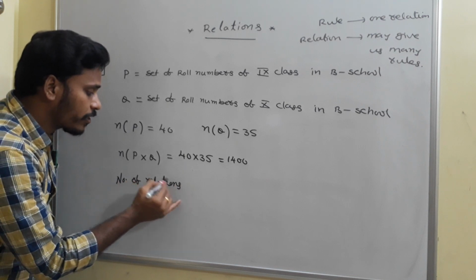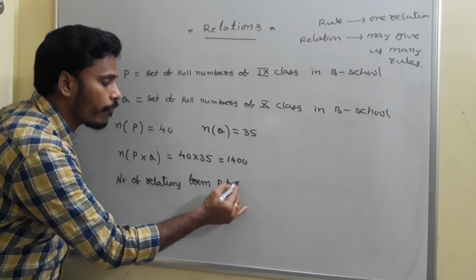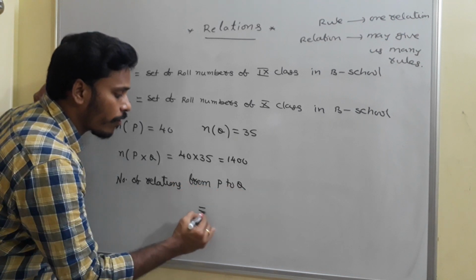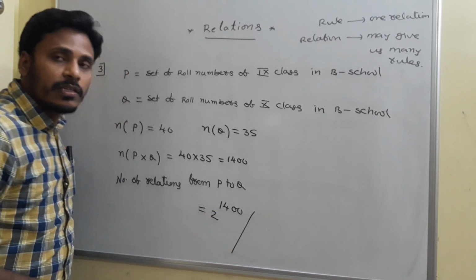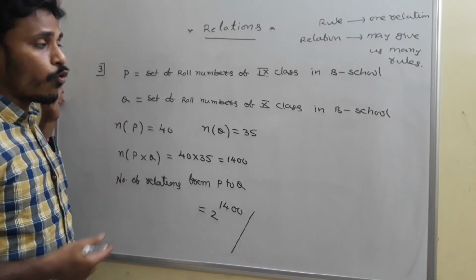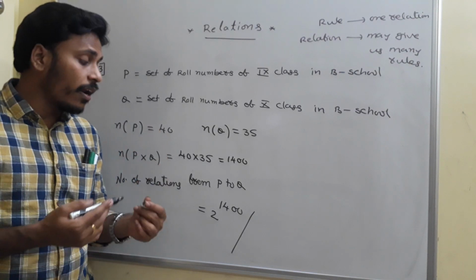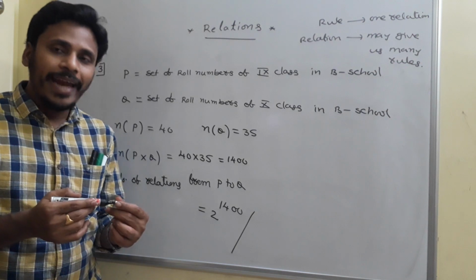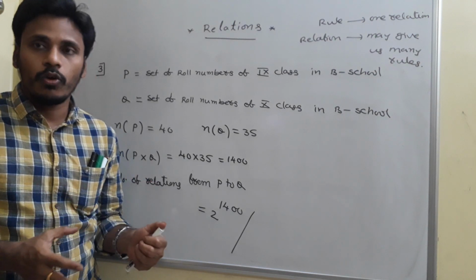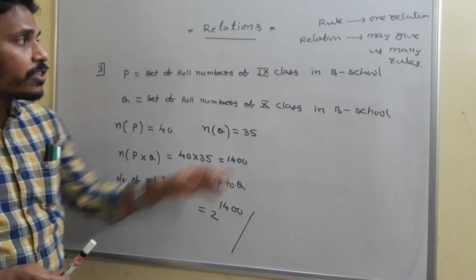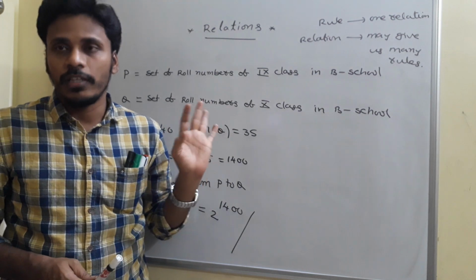Then the number of relations from P to Q. How many relations do I have from P to Q? The number of relations is simply 2 power 1400. Just think about it, 2 power 1400 is such a big number. There are so many relations from P to Q, so identifying rules for every relation is somewhat complicated. Some relations may give us many rules, and sometimes a relation doesn't give us a rule.